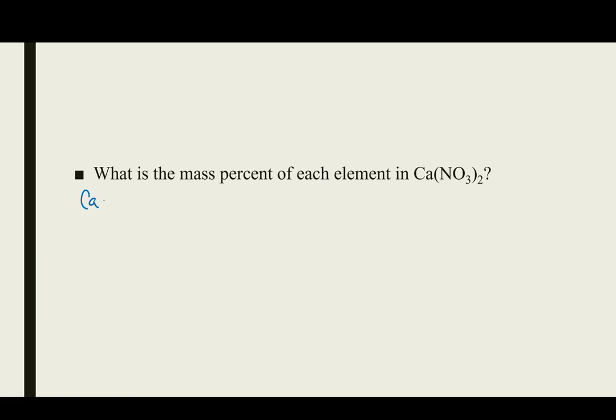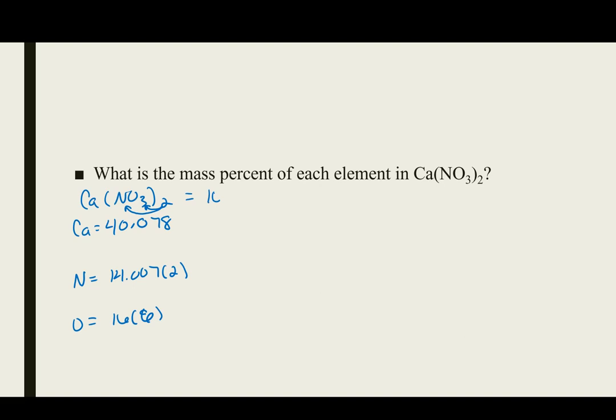First thing you've got to do is add up the total mass of calcium nitrate. Calcium being 40.078, nitrogen being 14.007, and there's 2 nitrogens, oxygen being 16, and there are 6 oxygens. There's 2 nitrogens and 6 oxygens because that 2 outside the parentheses distributes. So my total mass of this compound is going to be 164.092 grams per mole, or AMU. It doesn't actually matter because units will end up canceling when we solve for percent anyway.